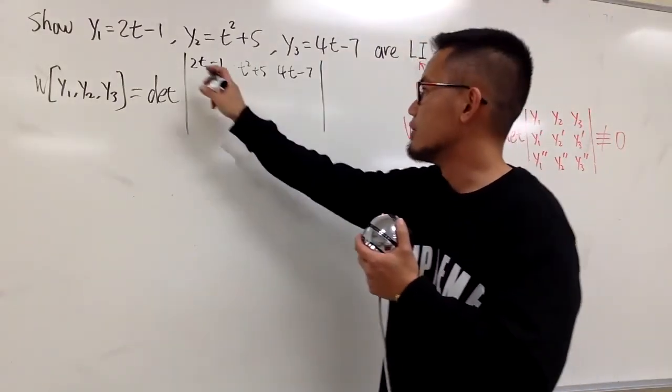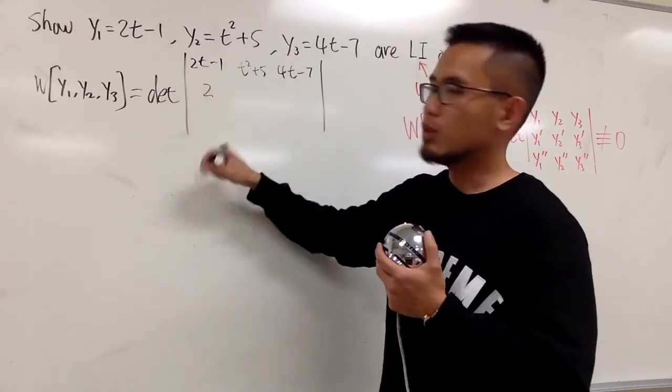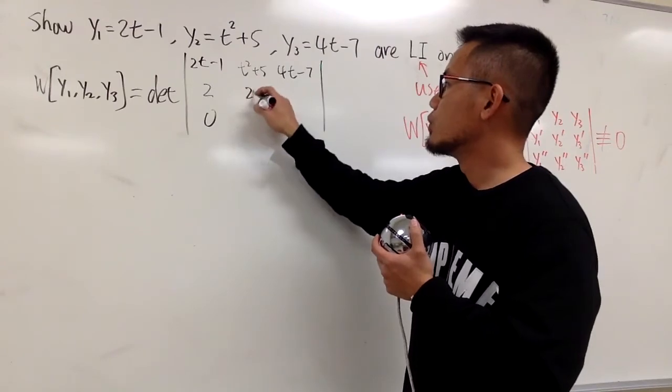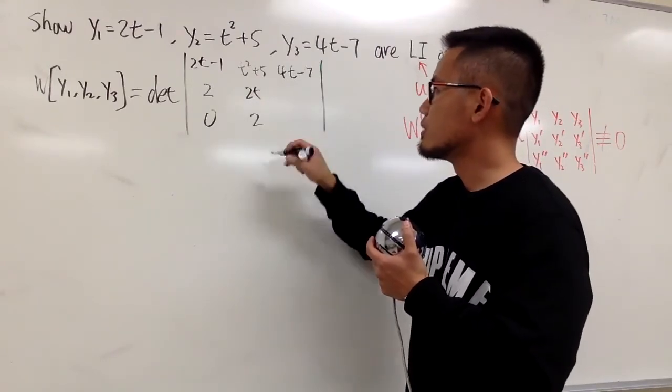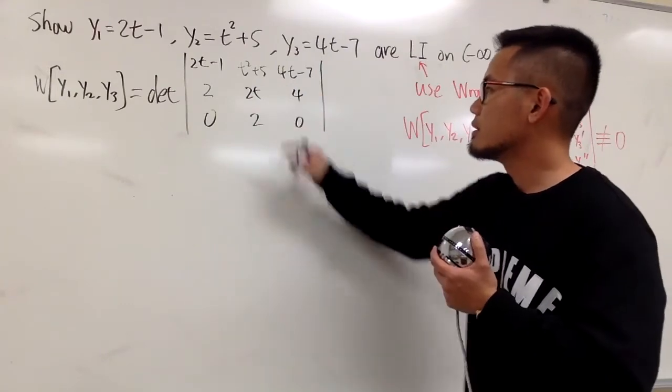And differentiate this right here. This is going to give me 2. And I will do it again, which is going to be 0. For the second function, I see that this is 2t, and then differentiate that again, which is 2. For the third function, the derivative is 4 and then 0. This is my t, by the way.